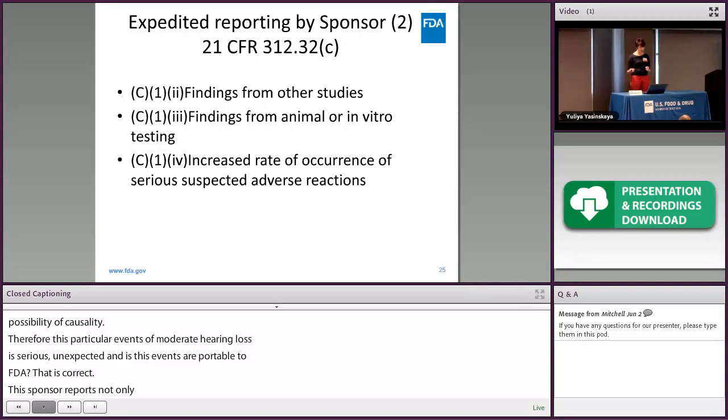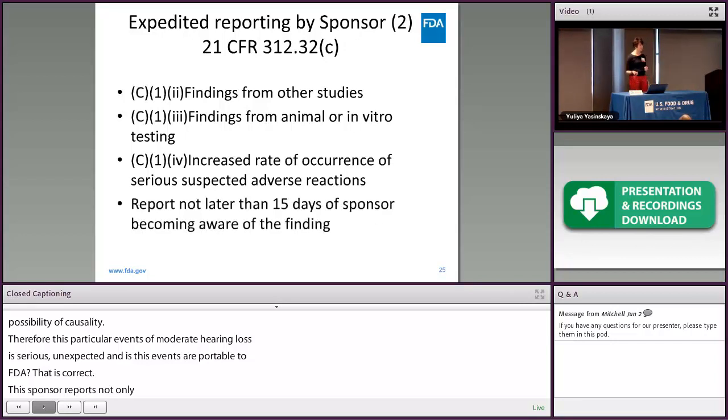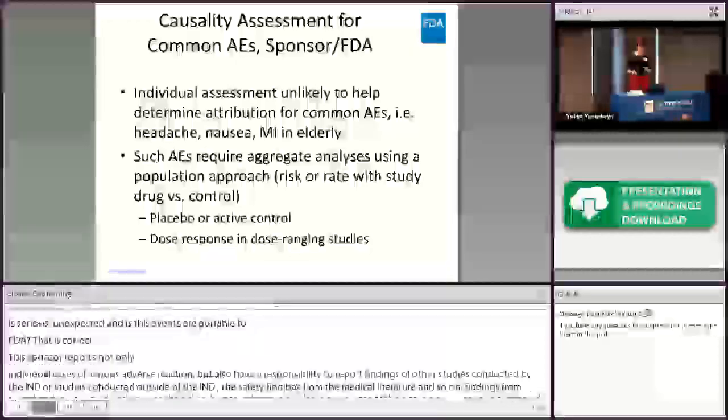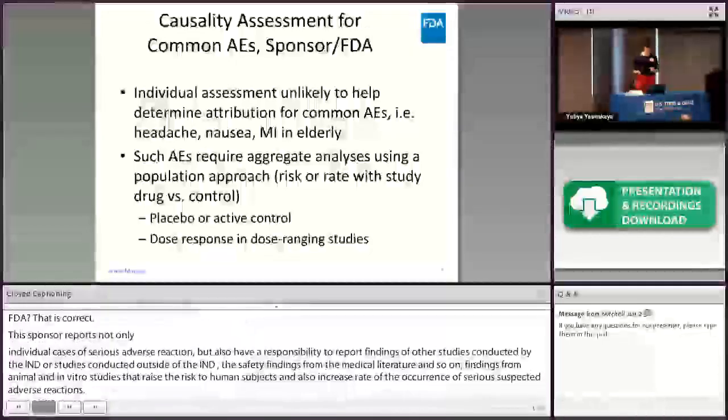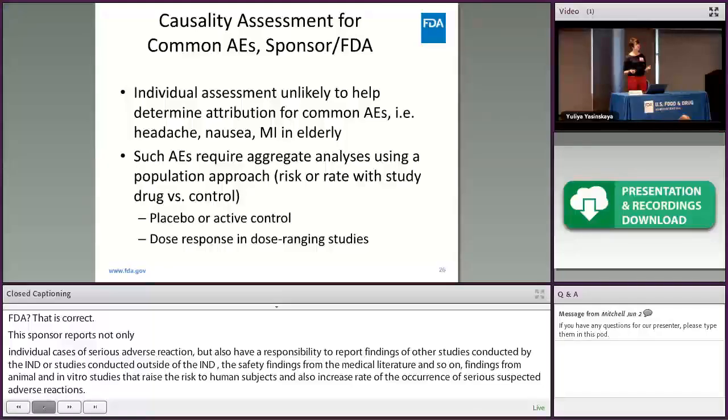New findings from animal and in vitro studies that raise the risk to human subjects, and also an increased rate of the occurrence of serious suspected adverse reactions. These reports are made to the FDA no later than 15 days after you become aware of the safety finding. As I mentioned before, certain adverse events that are very common in the patient population under study will be difficult to assess.